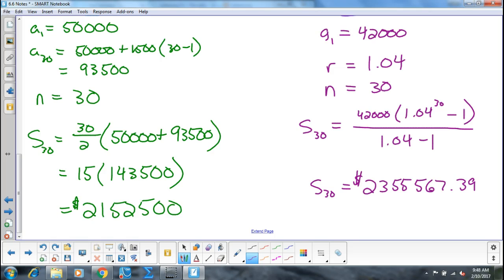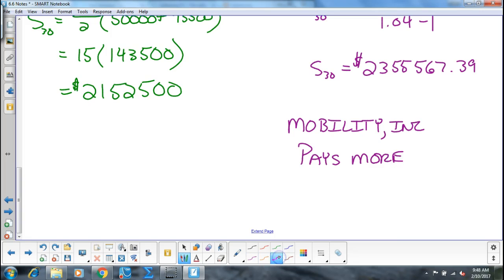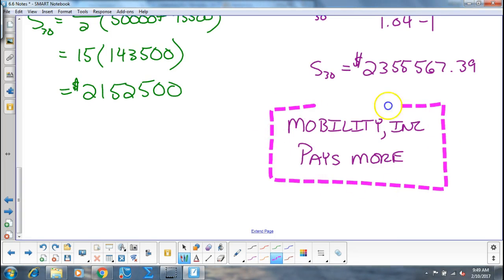Okay. So which company pays more? Mobility Inc. pays more. Short term, then you would probably want to go with Range of Motion. Correct. Exactly. Okay. Depends on how long you're going to stay. If pay is the only factor, yeah, okay, you would probably want to go with Range of Motion.